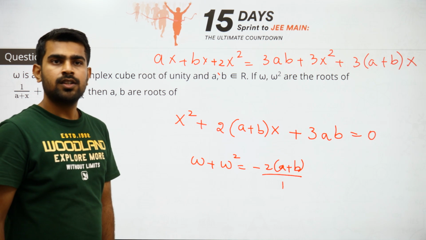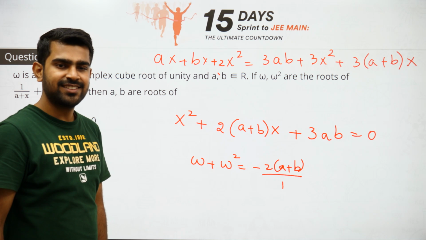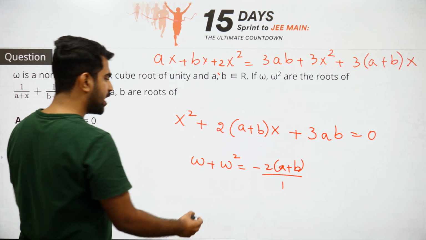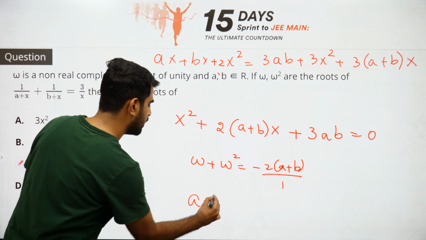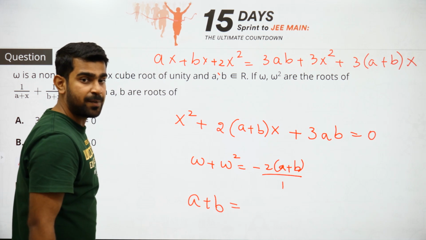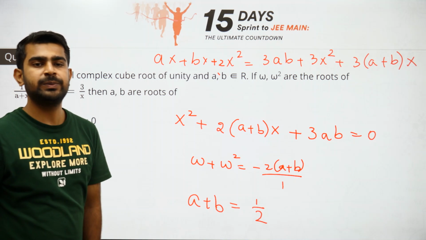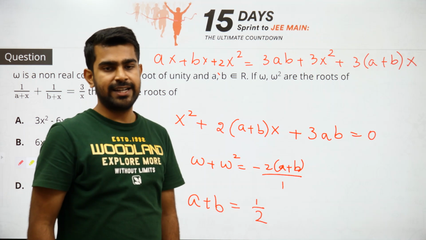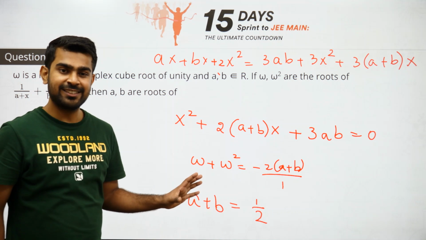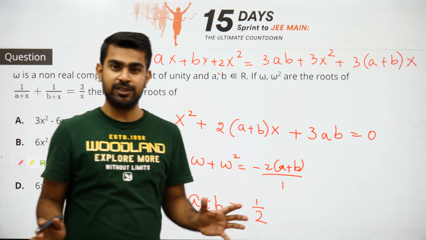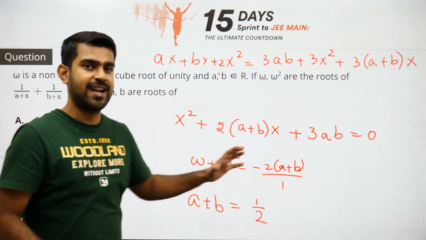Guys, what is omega plus omega square? Any idea? It is going to be minus 1. So what is a plus b? A plus b is going to be 1 by 2. That's simple. You just directly apply the sum of roots concept and you're done.